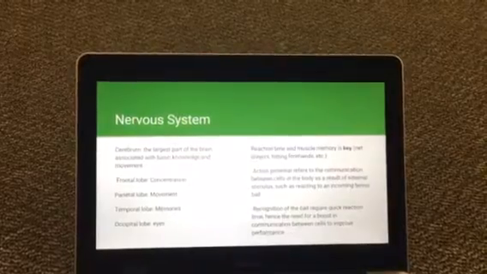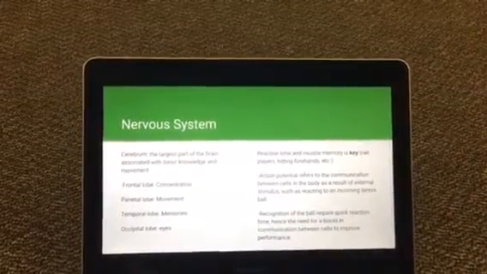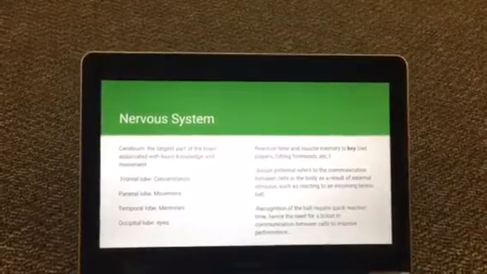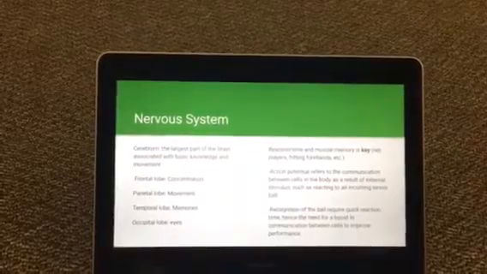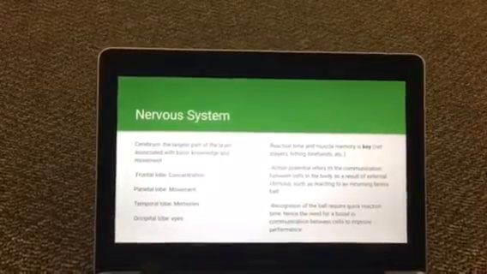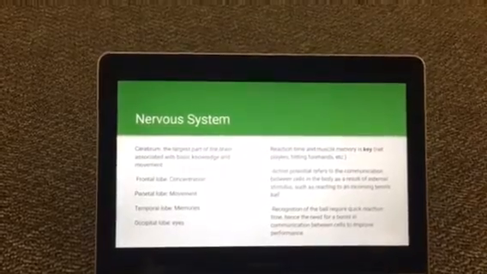So a part of the nervous system that we're focusing on is reaction time and muscle memory. So especially for net players who must practice over and over hitting the ball at the net or hitting forehands and backhands with a ball machine. One of the other parts of the nervous system is action potential, which is where we get this movement from.